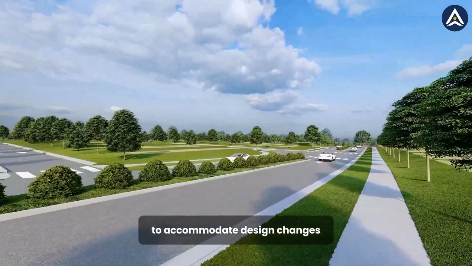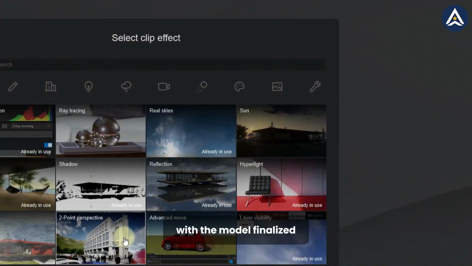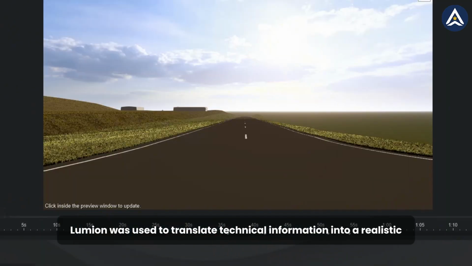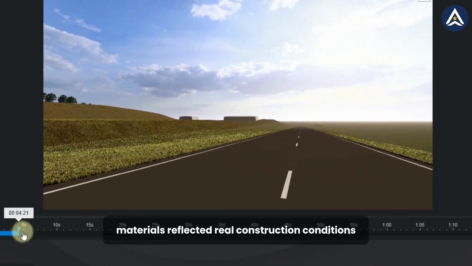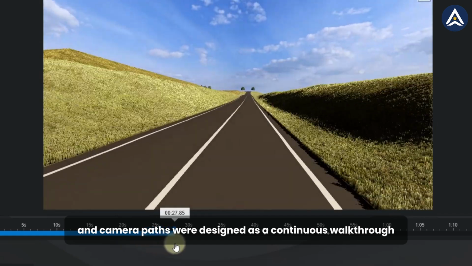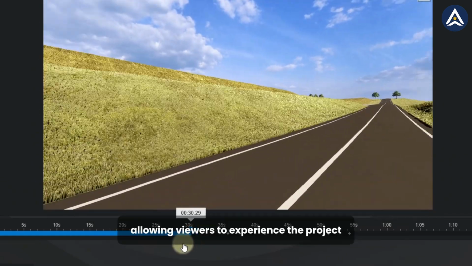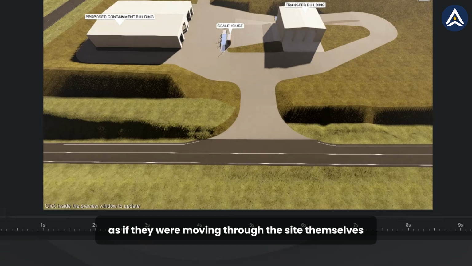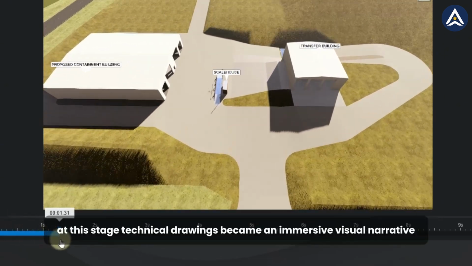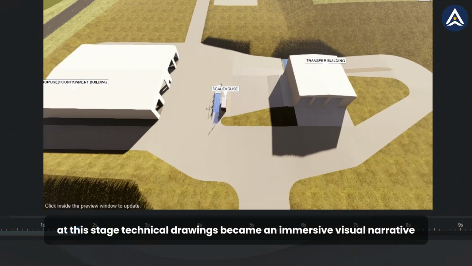With the model finalized, Lumion was used to translate technical information into a realistic spatial experience. Materials reflected real construction conditions, and camera paths were designed as a continuous walkthrough, allowing viewers to experience the project as if they were moving through the site themselves. At this stage, technical drawings became an immersive visual narrative.